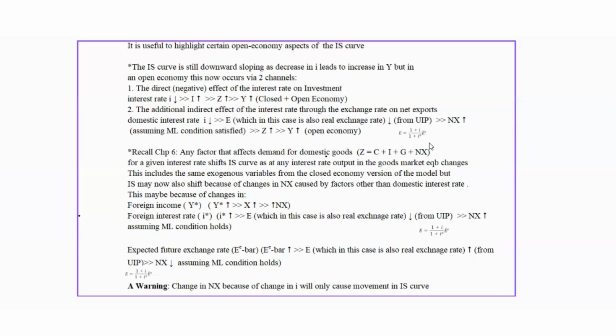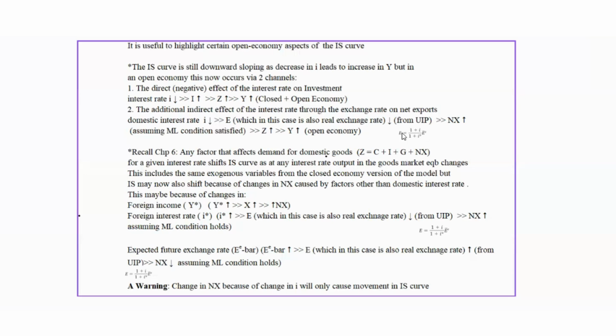So when net exports go up, we know demand for domestic goods goes up, because remember, Z now is made up of C plus I plus G plus NX, right? So when net exports increase, as one of the components of demand, demand goes up, so output goes up. So in an open economy, the IS curve is also downward sloping, but there are two reasons why. One is the usual reason that we had in the closed economy as well, that when the interest rate changes, investment changes, demand changes, and output changes. But now we have the additional effect through exchange rates on net exports. We will now see how our exchange rate changes from the UIP.